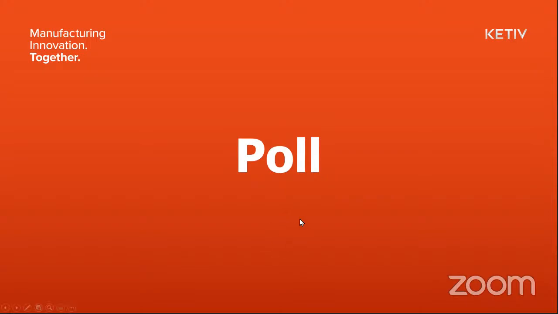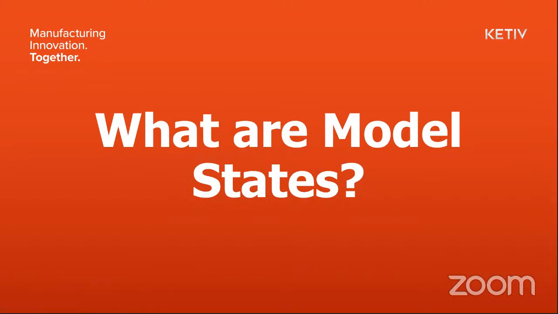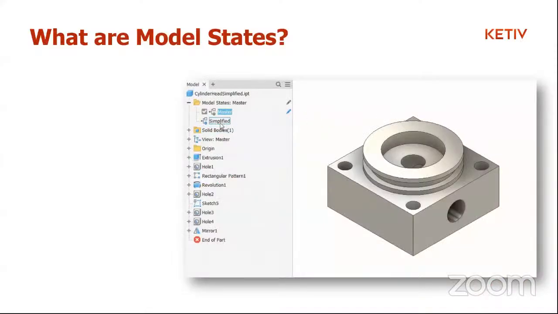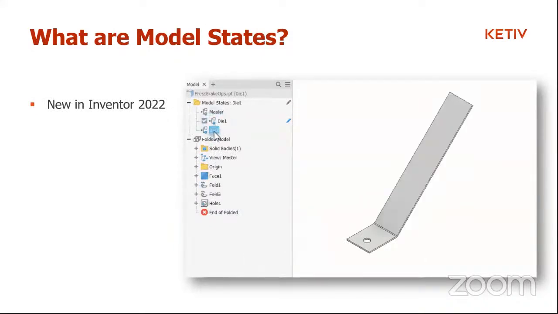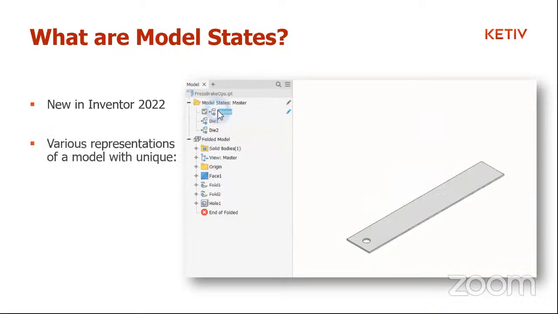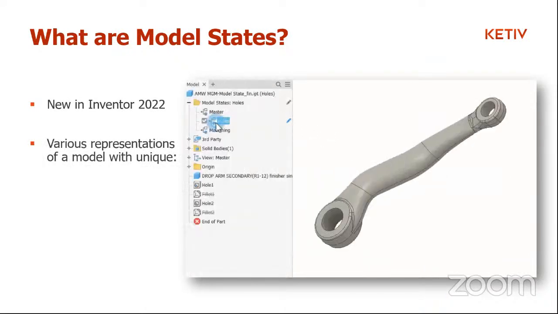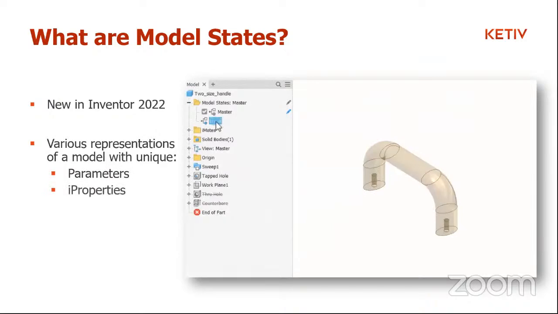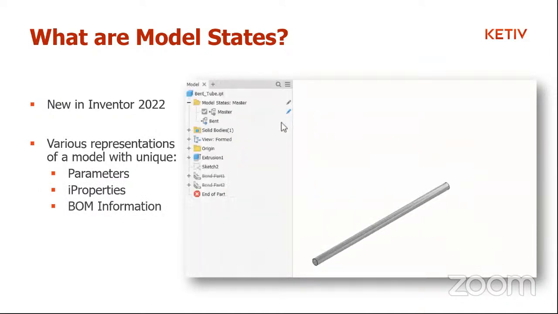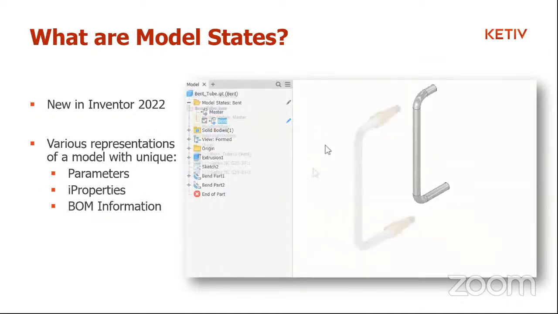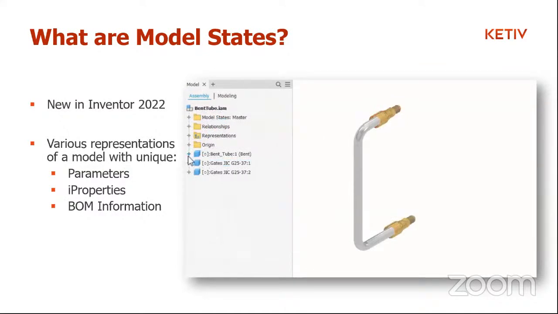So with that said, let's go ahead and talk about exactly what model states are. Model states are new in Inventor 2022, and they're just a different way to represent your models. When you create these model states, it provides a few different ways to have unique parameters within each model state, unique iProperties, and unique BOM information. You can see some examples showing up on the screen. I'll go into those in more detail in just a moment.